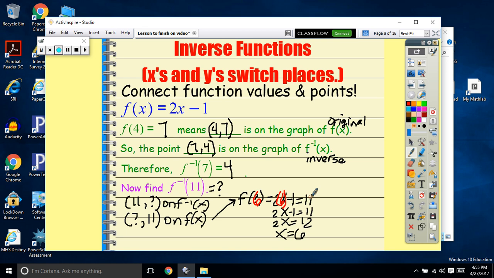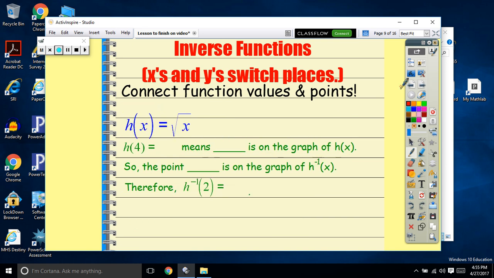You see how I did that? 2 times 6 is 12. 12 minus 1 is 11. That means 6 comma 11 must have been on f of x, which means 11 comma 6 must have been on f inverse of x. So f inverse of 11 must be 6. That's a little bit tougher problem, but it's a common one.